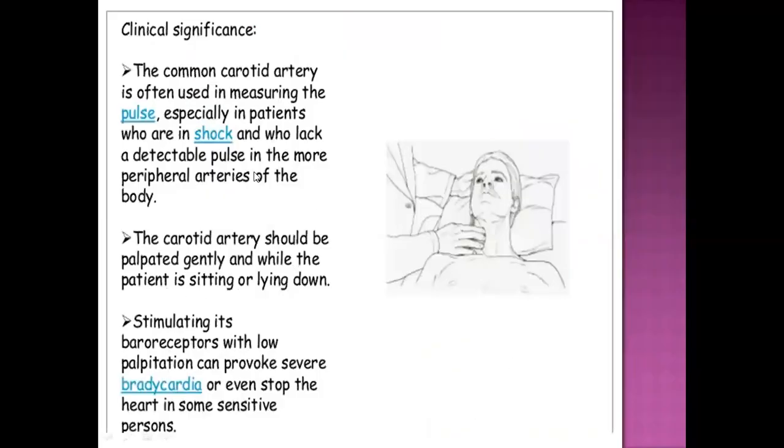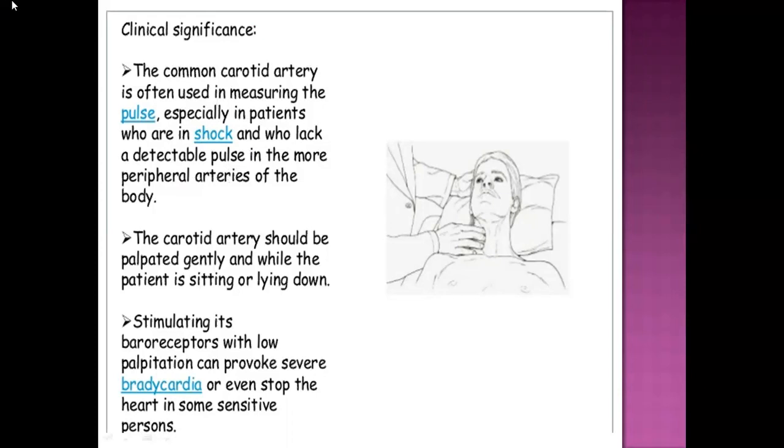The common carotid artery is often used in measuring the pulse. Okay, in which conditions? In a condition of shock, where the other peripheral arteries become collapsed, especially in patients in shock who lack a detectable pulse in the more peripheral arteries of the body, it is not easy to get a pulse in the peripheral arteries.